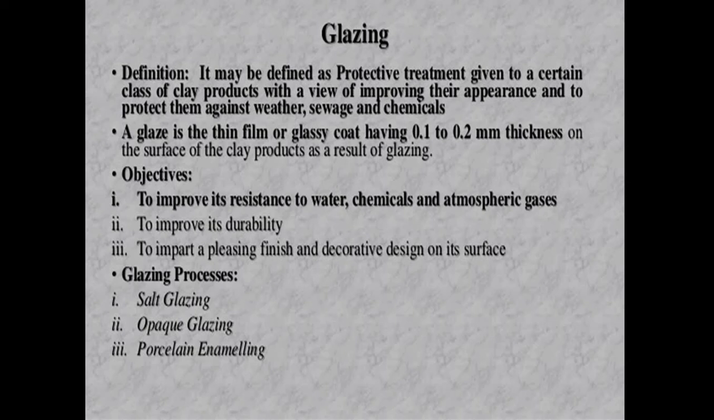Glazing is provided to improve its resistance to water, chemicals, and atmospheric gases, to improve its durability, to impart a pleasing finish and decorative design on its surface. There are three glazing processes: salt glazing, opaque glazing, and porcelain enameling.